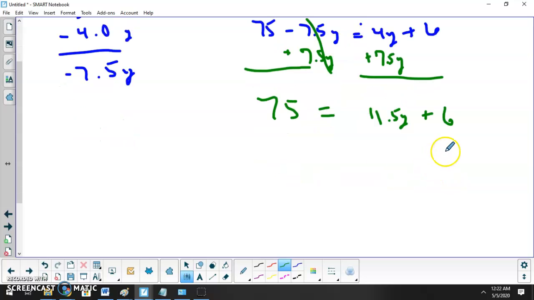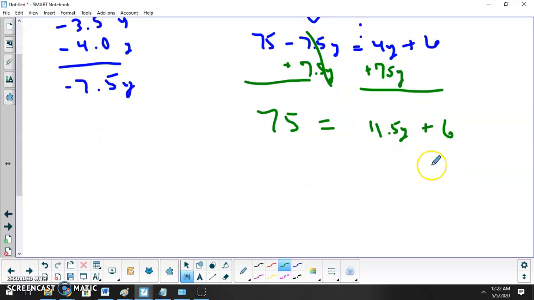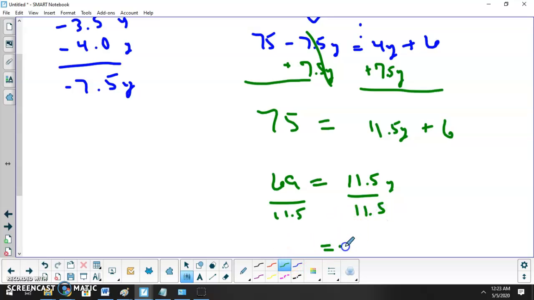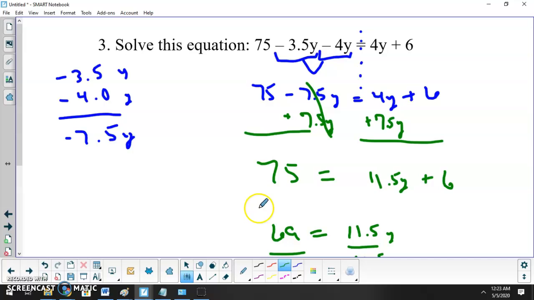And guess what? A good old two-step here. So subtract 6 from both sides, you'll get 69 equals 11.5y. Divide both sides by 11.5, and you'll get hopefully the right answer. Now that doesn't quite look like what I had before, but we'll check it out here. 69 divided by 11.5, and the answer is 6. Okay, so I believe that is correct.